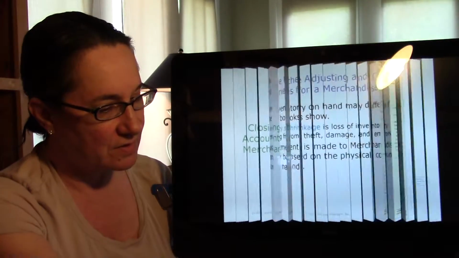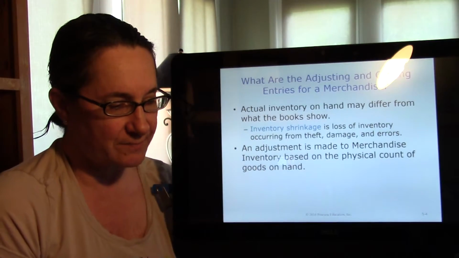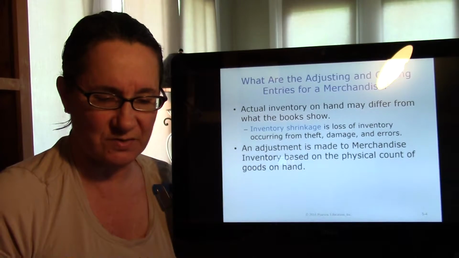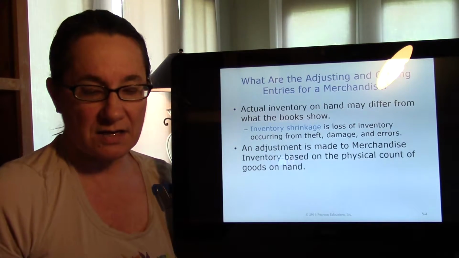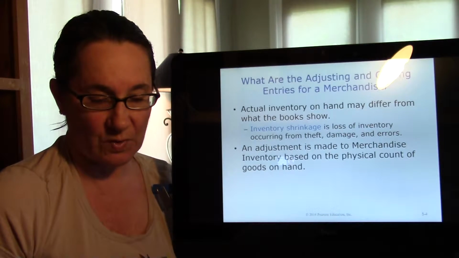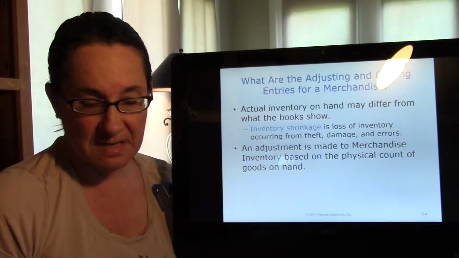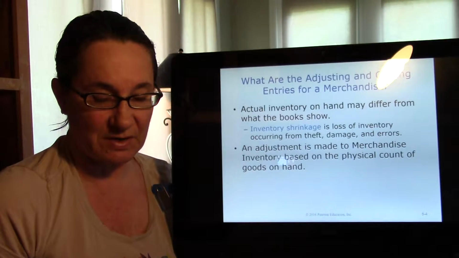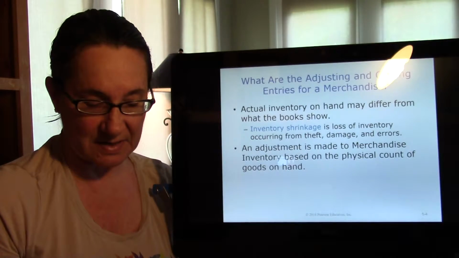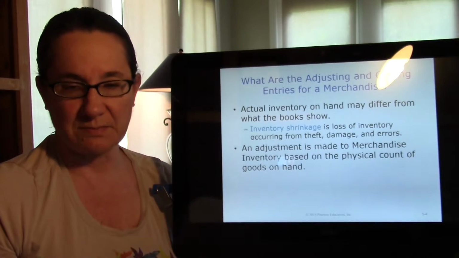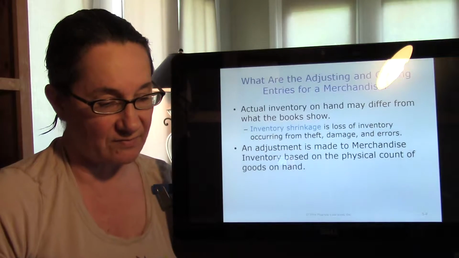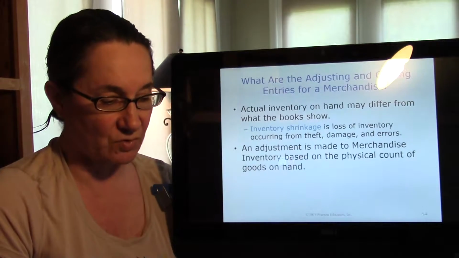So let's talk about the adjusting entry. What do you make? Well, the merchandise inventory count should stay current at all times in a perpetual inventory system. However, actual inventory on hand often does not match the amount that the accounting system reports. Inventory shrinkage is the loss of inventory that occurs because of theft, damage, or errors. When there is a difference between what the system says there should be and what there actually is, we need to make an adjustment to the accounting records so that the merchandise inventory count reflects the actual inventory on hand.